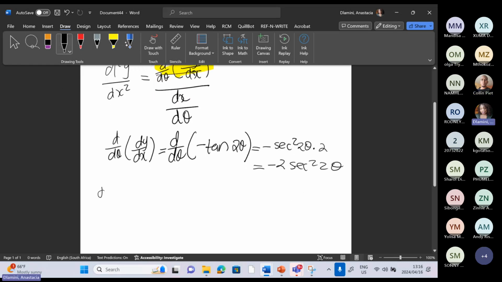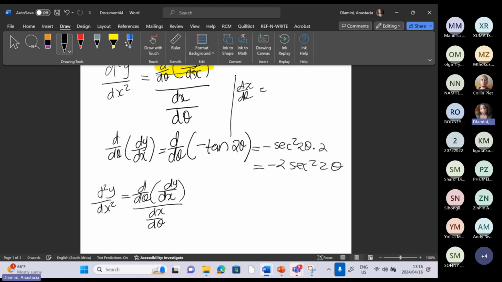So let's take this. d squared y over dx squared is equal to d over d theta of dy over dx, over dx over d theta. And we know dx over d theta is equal to what? Please remind me. Minus 6 cos squared 2 theta multiplied by sine 2 theta.